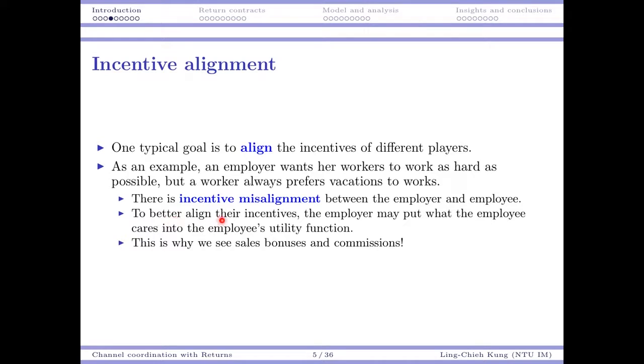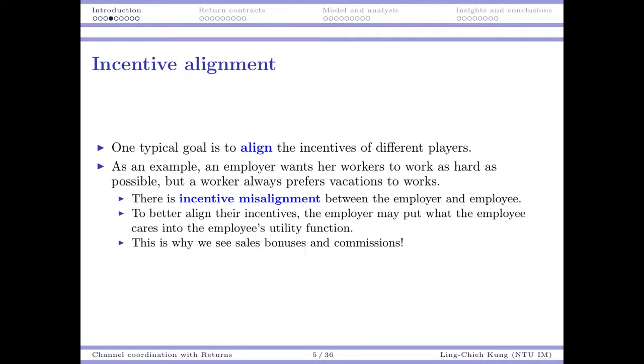So to better align their incentives, the employer must put something that can induce the employee to work hard into the employee's utility function. Basically, an employee only cares about the payment, right? So as long as you pay, the employee cares nothing about his effort as part of the employer's profit. If the employee works hard, the company can earn a lot of money. But if that money is all taken by the employer, then the employee has no incentive to work hard.